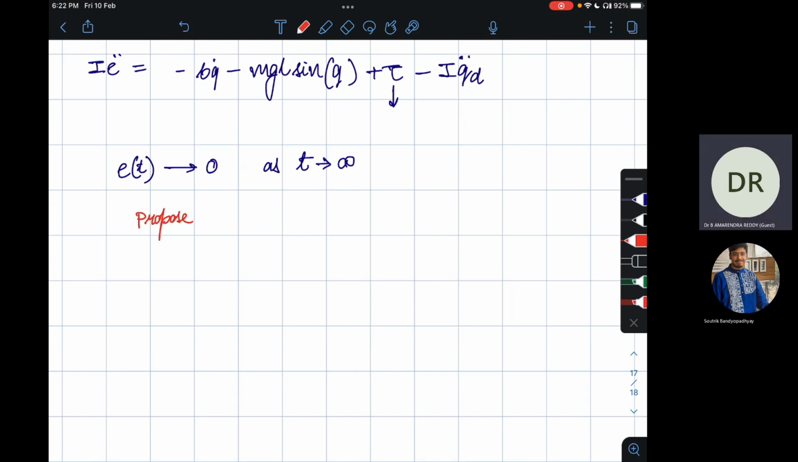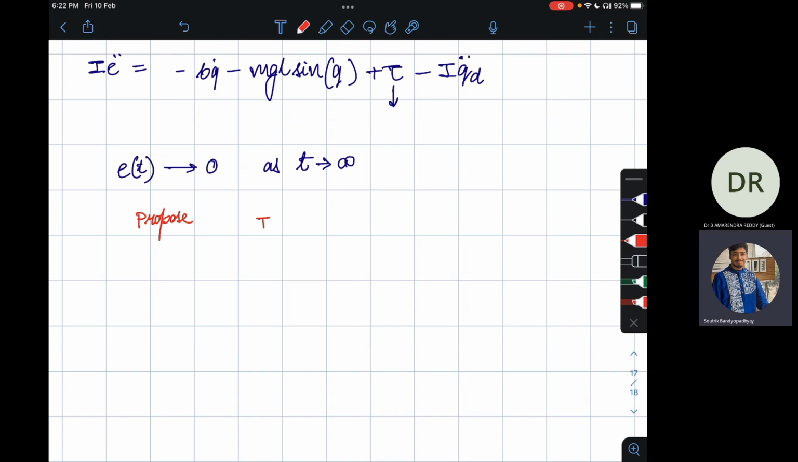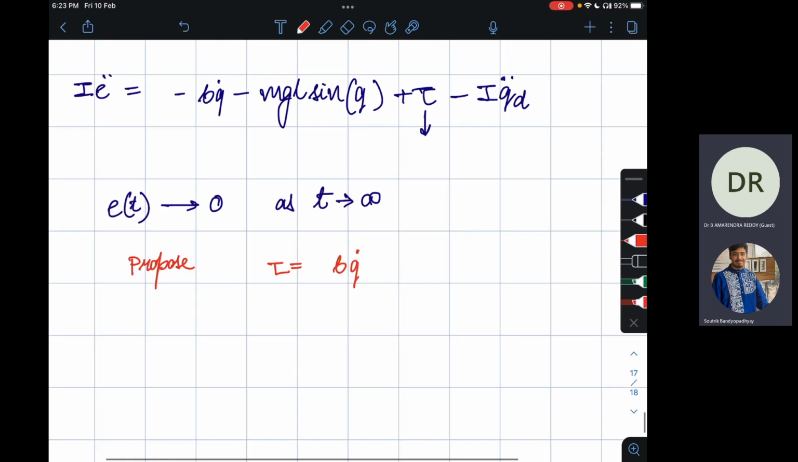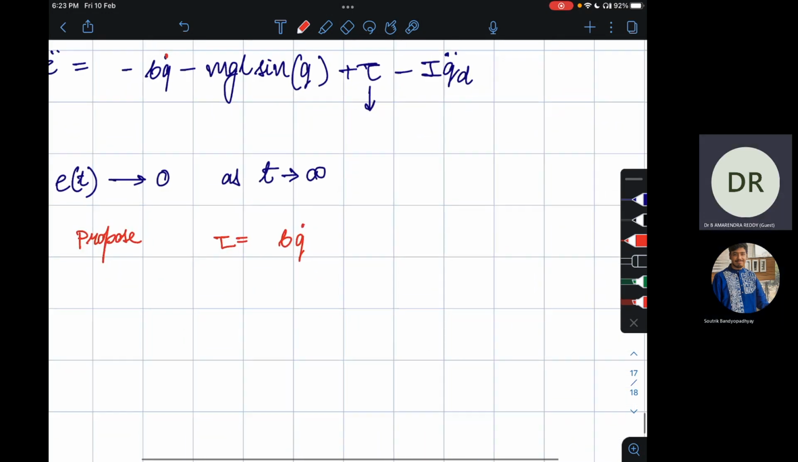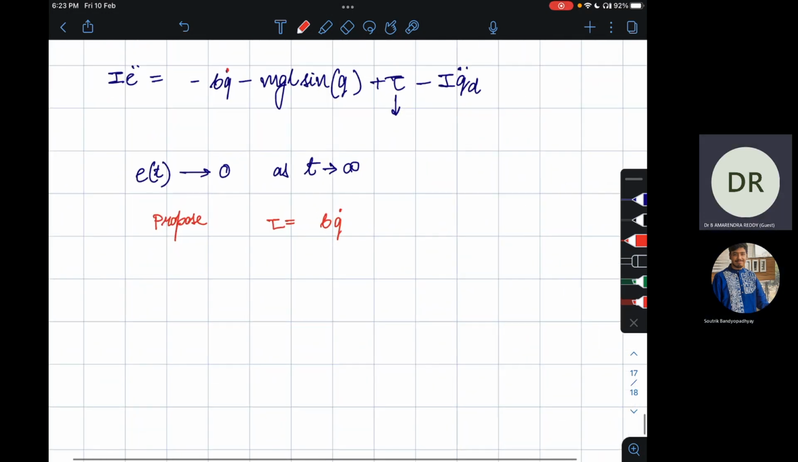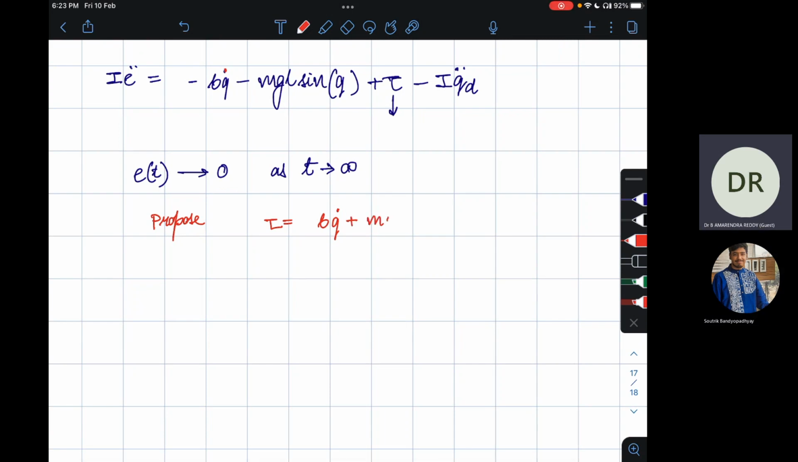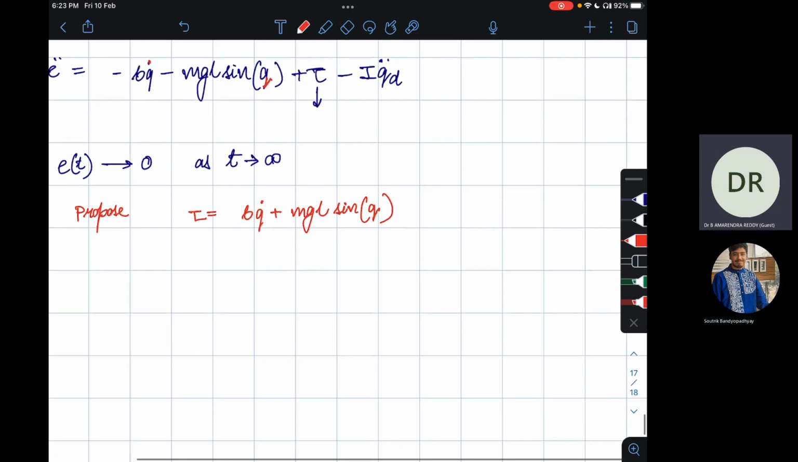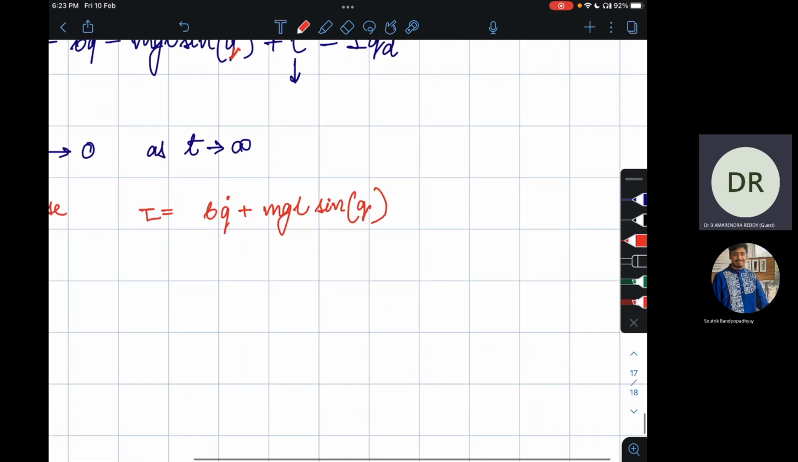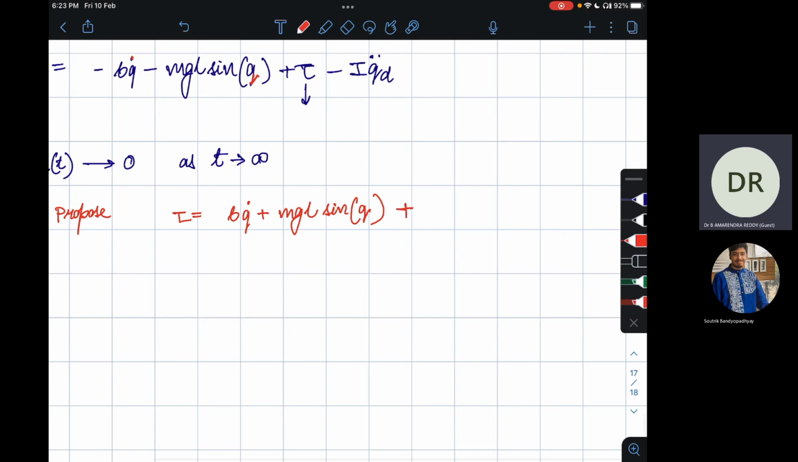So tau is equal to plus BQ dot, right? So this was dot. Plus MGL into sine Q. Sorry, my handwriting is very bad today. Also we require I double dot must be asymptotically stable for that.